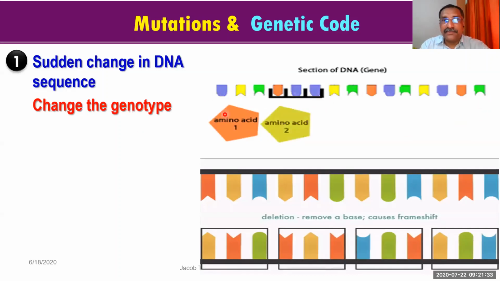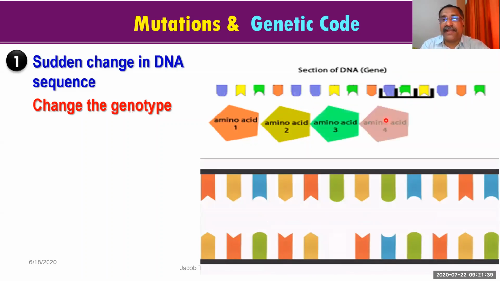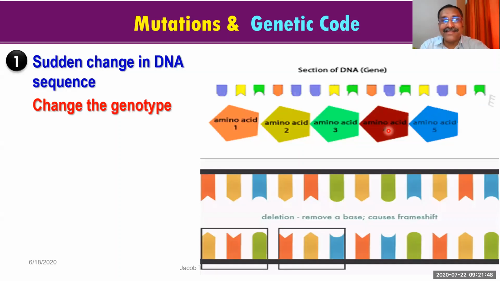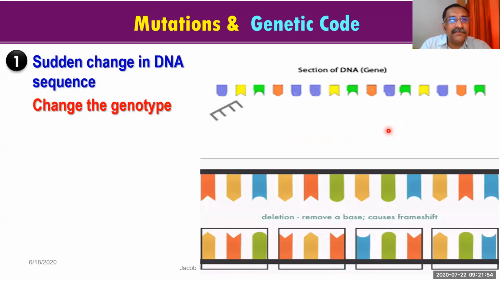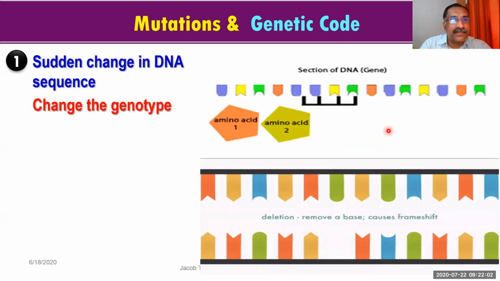But in this sequence, if you make any kind of alteration, any kind of change, you can see that the amino acid which is produced will be changed. That will result in change in phenotype. That will result in change in character. Is it clear to you, friends? Is it clear to you? Any change in the sequence of nitrogen bases will result in change in character.